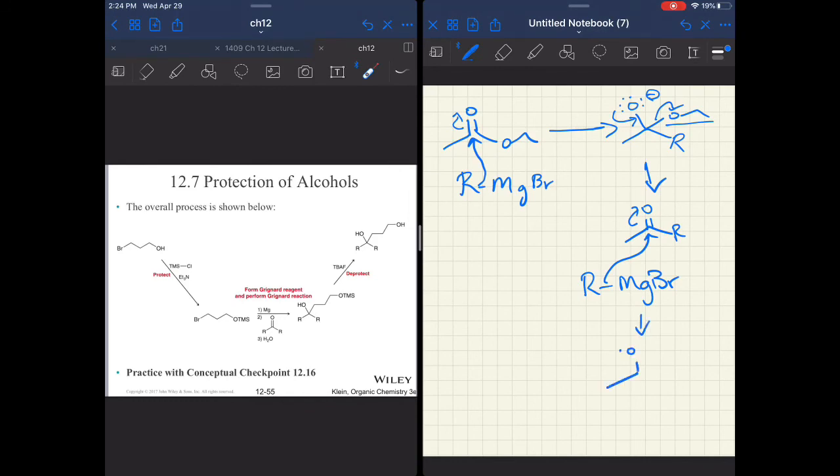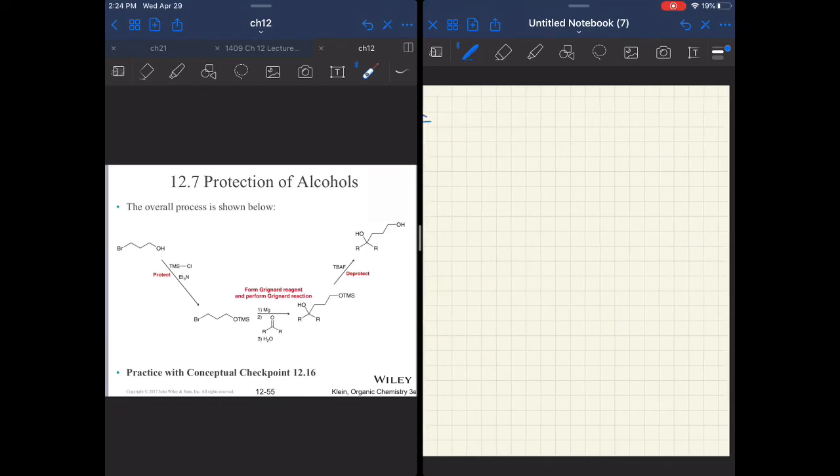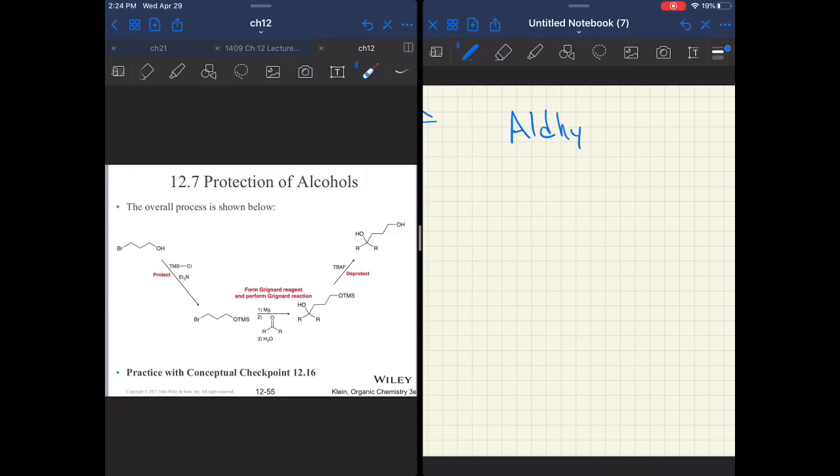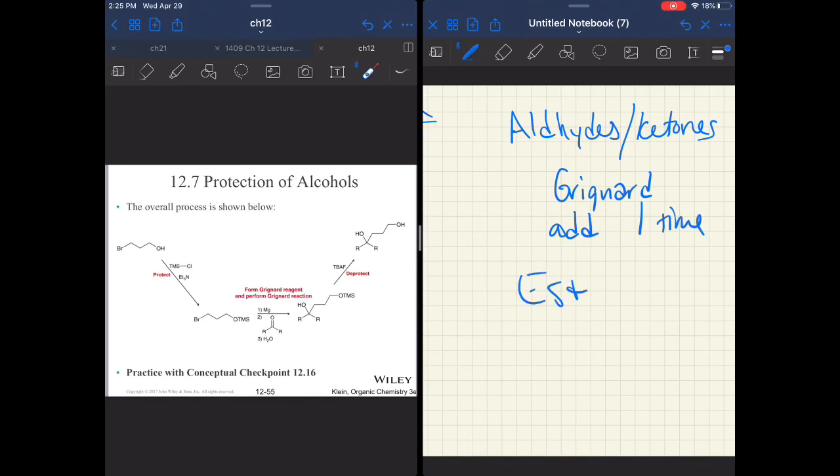So now, when we add that second R group, there is nothing that can leave. And so we're stuck until we add in our acid or our water and we get our proton. So that's the big difference between aldehydes and ketones and esters. It's worth noting, and that's what I'm going to leave you with: with aldehydes and ketones, the Grignard adds 1 time. For esters, and you'll learn about other groups that behave this way, it's 2 times. And I do expect you to know that will show up.